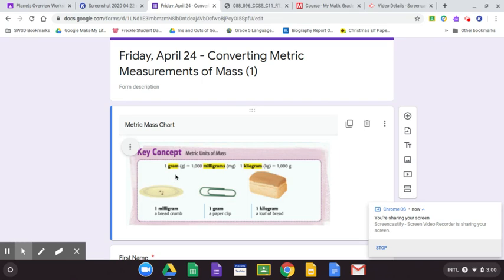So 1 gram is equal to 1,000 milligrams. So if you took 1,000 breadcrumbs, and I'll put them on your hand, it would be about 1 gram. 1,000 grams is equal to 1 kilogram. So you put 1,000 paper clips together, it feels like 1 kilogram. So those are the measurements that you're going to use.